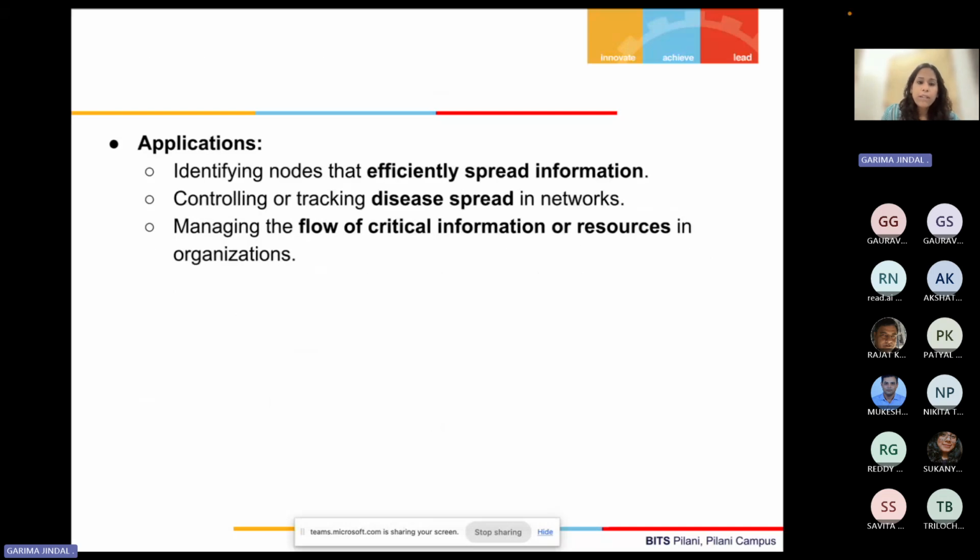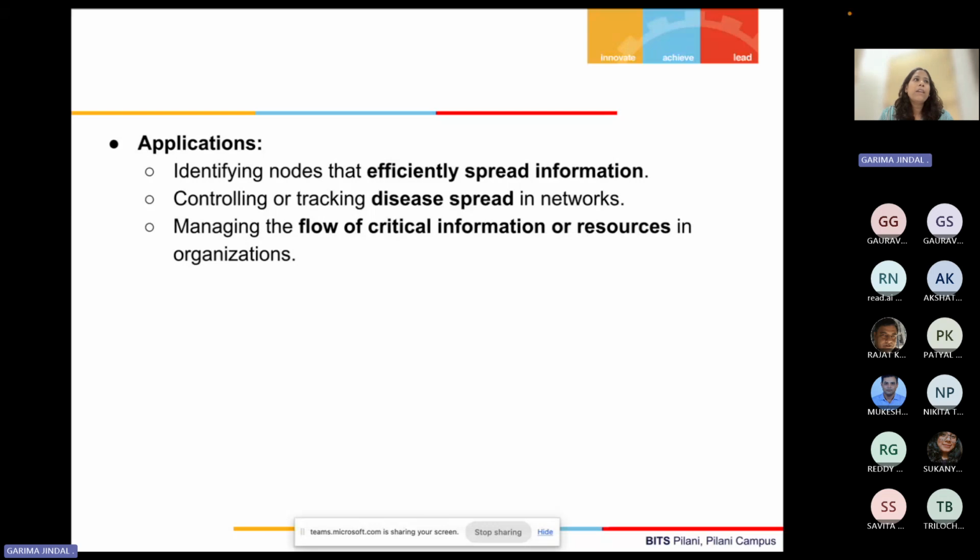Okay, so what are the applications? Identifying how effectively information spreads in the network. Also, when we need to track disease spread. Suppose a disease is spreading in the network, so I would want the people who have high closeness centrality to be vaccinated first.